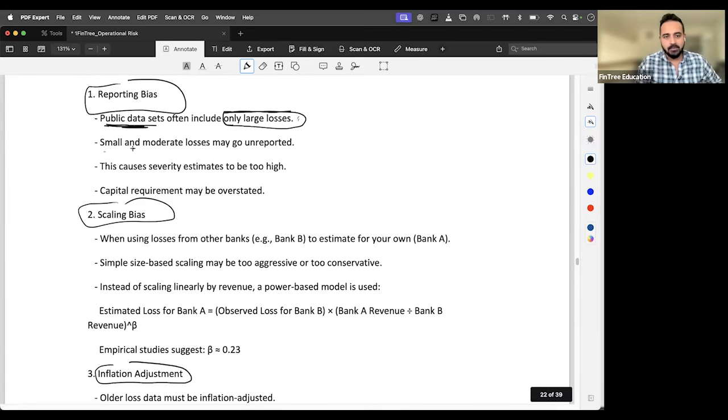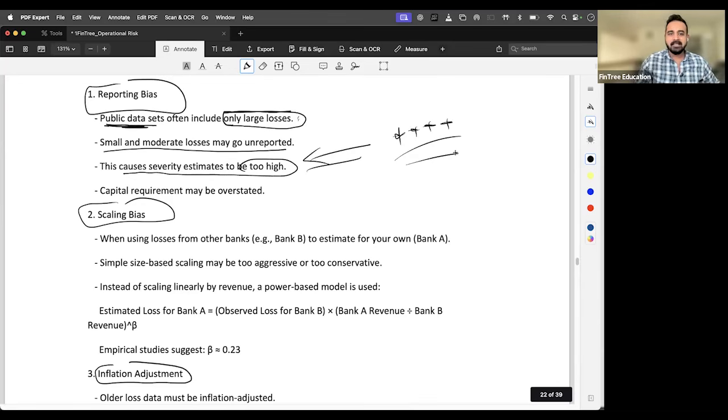Second, small, moderate losses unreported. This causes severity estimates to be too high. Expect a theory question. If I were writing a question for you, I would say, hey, I'm using external data. On an average, is my bias upwards or downwards? My bias is always upwards. Then because of that, your capital requirement might be overstated.